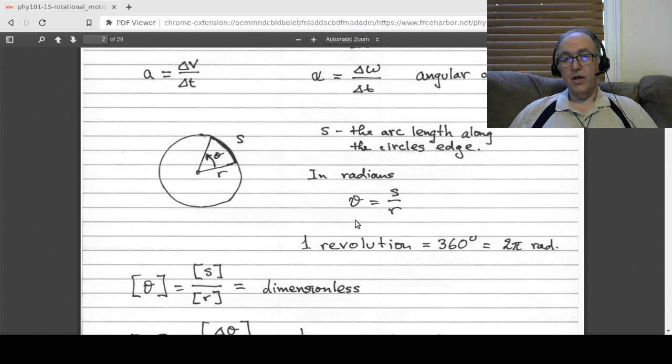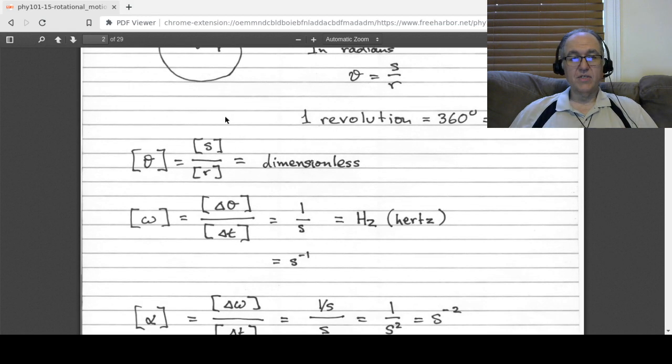Okay, and just a note about the units of these things, because we want to make sure that we're getting the right units. First, theta is dimensionless. That seems strange at first. You go, well, didn't you just say that theta is measured in radians? Yeah, radians are actually dimensionless. Okay, they have no units associated with them because they're a ratio of two distances. s here is measured in meters. r is measured in meters, and so the meters cancel out. Okay, meters divided by meters is dimensionless. So theta is actually dimensionless.